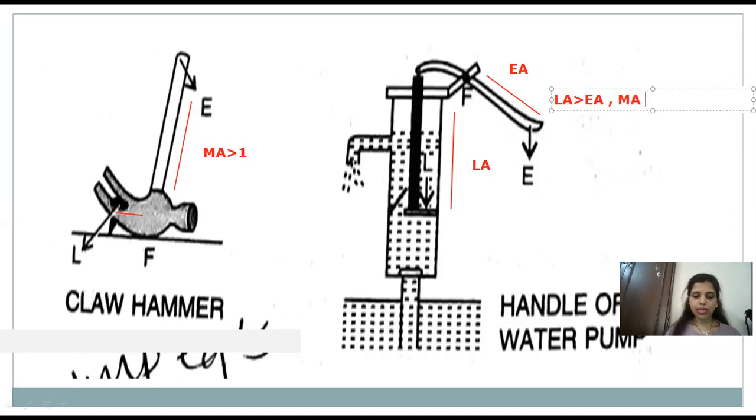MA is less than 1. And if MA is less than 1, then it acts as a gain in speed. So in this case, the handle of the water pump is a gain in speed. So this is how you have to identify whether MA is less than 1, greater than 1, or equal to 1. Children, I hope till here it's clear.